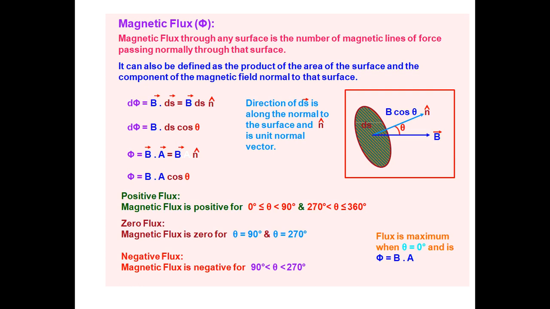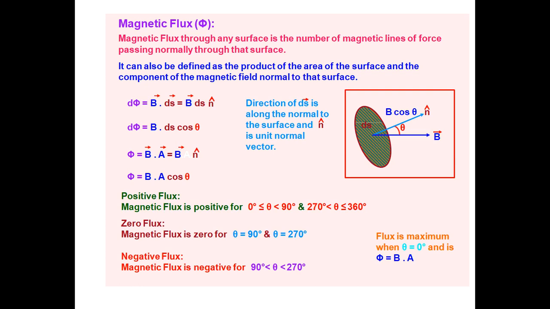Suppose this is the normal to that surface, and B is the magnetic field lines that are normally passing through the surface. Therefore, the relation of magnetic flux is phi equal to B A cos theta. The magnetic flux is phi equal to BA cos theta.